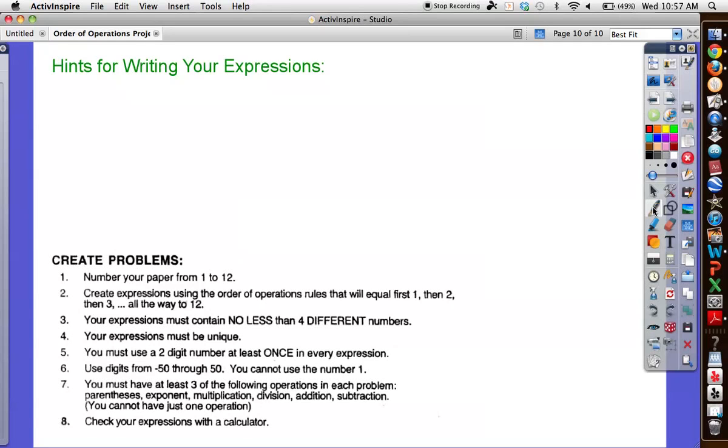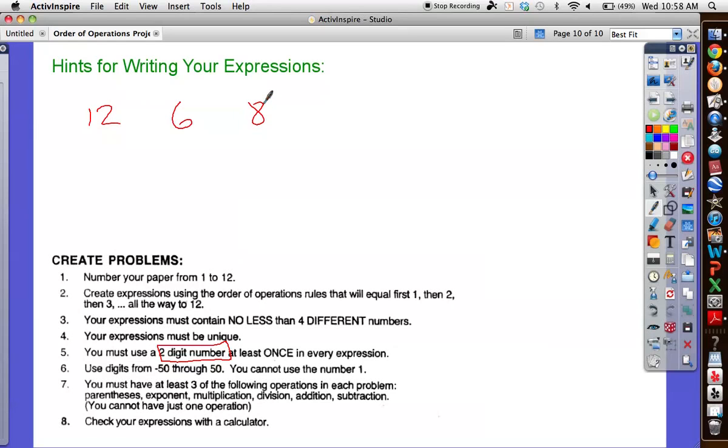So first thing I see is I need at least 4 different numbers. I also see one of them has to be 2-digit, okay? So I'm going to pick a 2-digit number. I'll pick 12. And then I'll pick 2 others. Notice I'm only going to pick 3 right now. So I'm going to pick 6. I'll tell you why in a second. And I'll pick 8. So I have 12, 6, and 8.